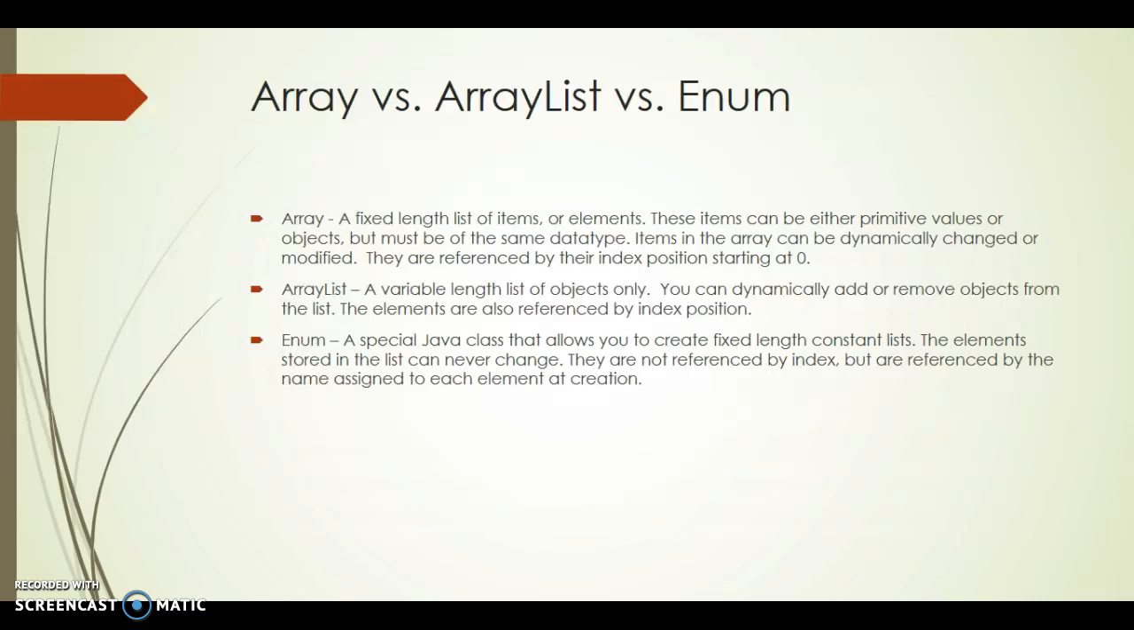An array list is a variable length list of objects only. You can dynamically add or remove objects from the list. The elements are also referenced by index position. An enum is a special Java class that allows you to create fixed length constant lists. The elements stored in the list can never change. They are not referenced by index, but are referenced by the name assigned to each element at creation.